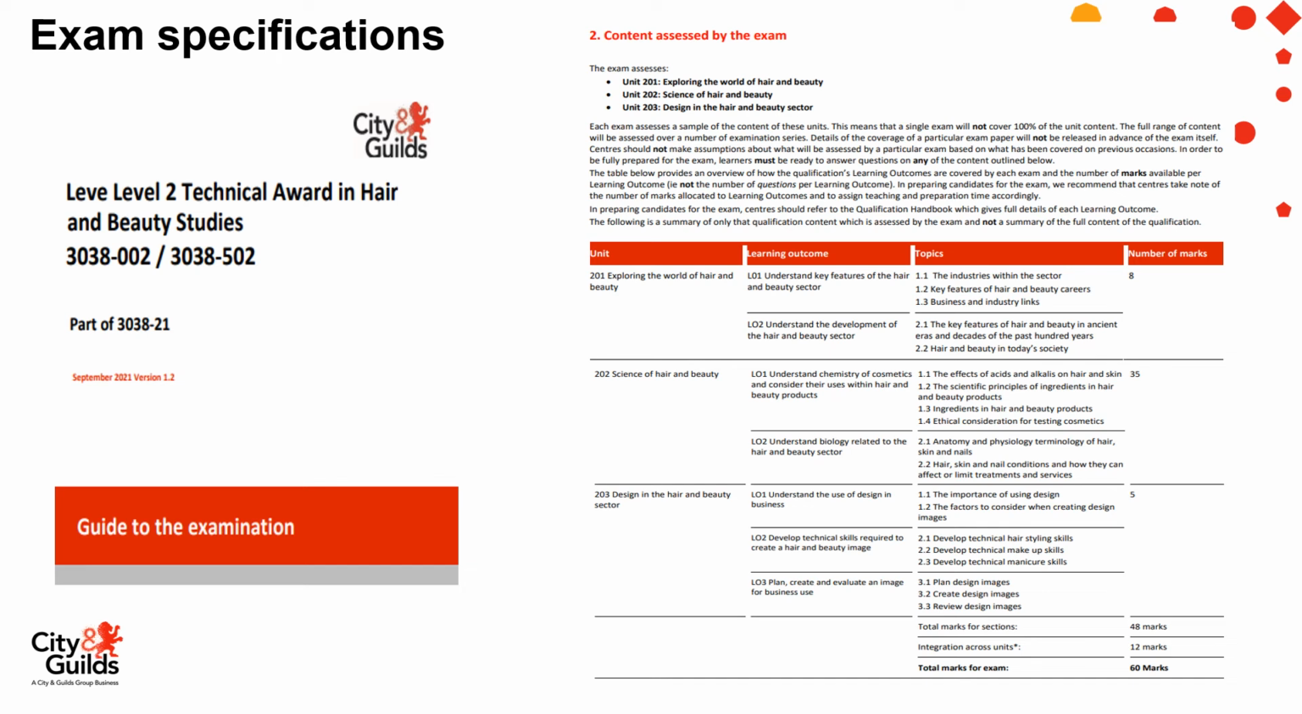In preparing candidates for the exam, we recommend that centres take note of the number of marks allocated to the learning outcome and assign teaching and preparation time accordingly. Centres should refer to the Qualification Handbook, which gives full detail of each learning outcome. The following is a summary of only that qualification content which is assessed by the exam, and not a summary of the full content of the qualification.